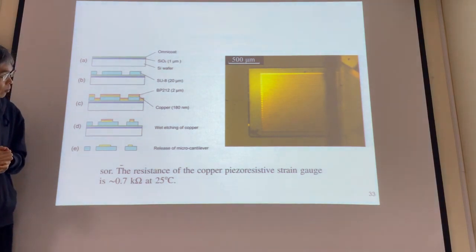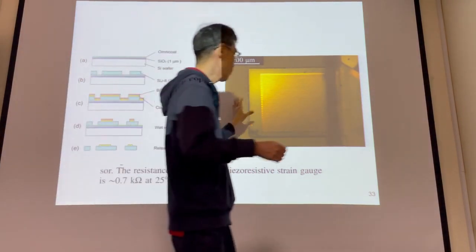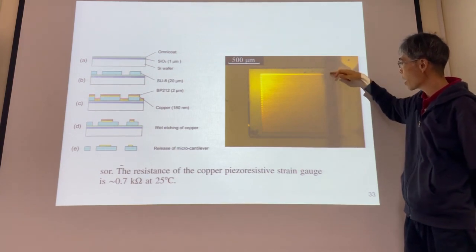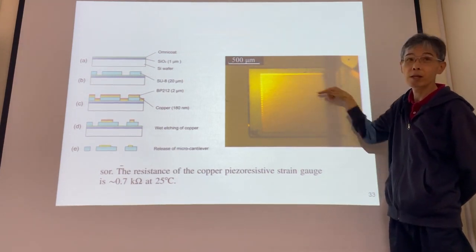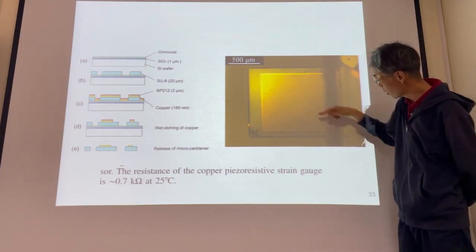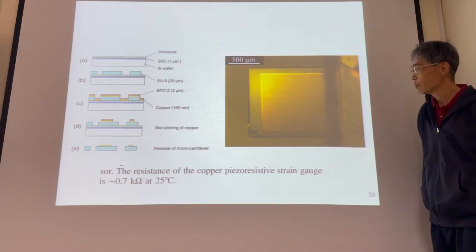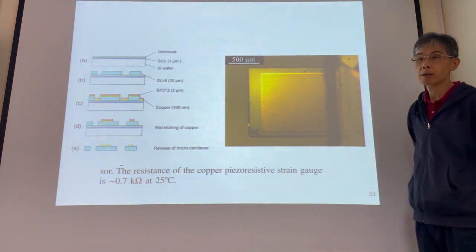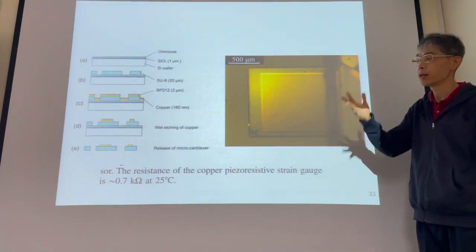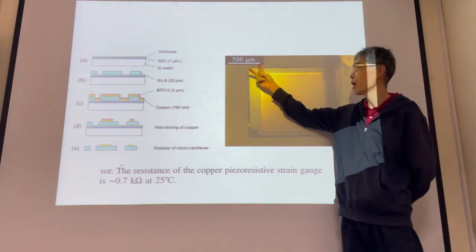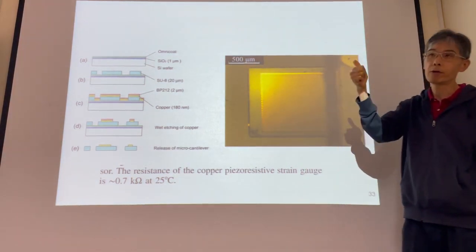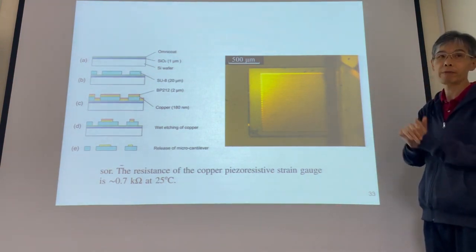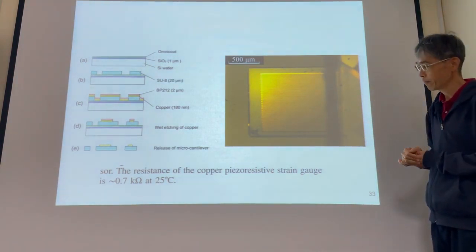Okay, so this is the optical photo. This is the cantilever beam. We have the copper, the meandering copper goes in and goes out. This is the scale bar. For any micro device, remember, put the scale bar on your optical photo in order to let people know the scale of your device. Okay.